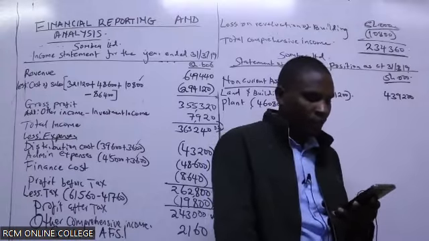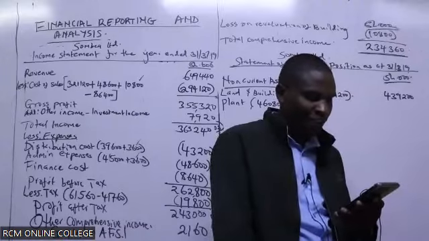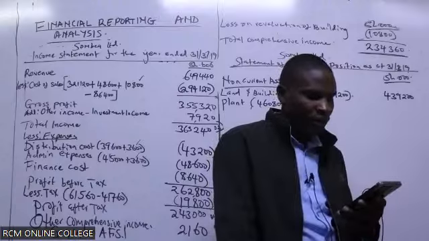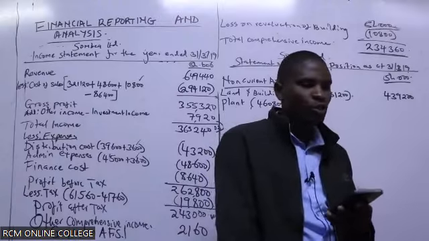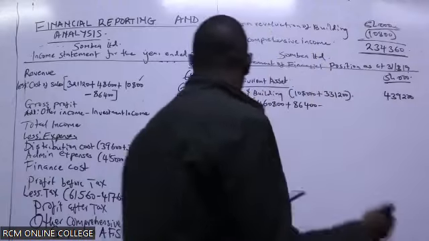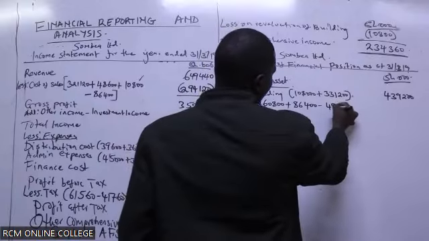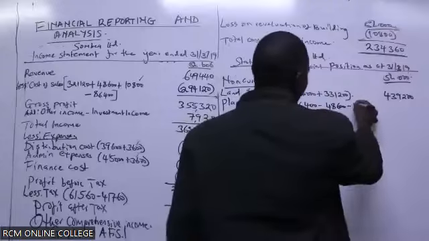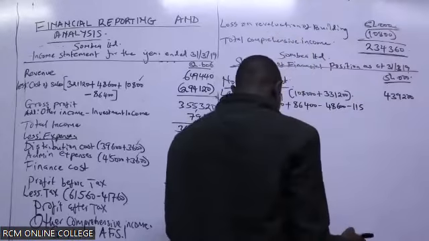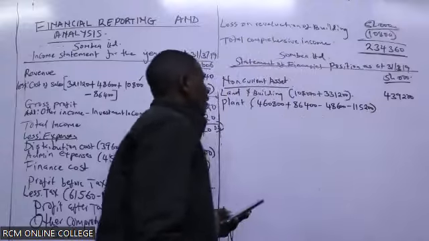So we are looking at the plant. The cost was 460,800, and then there was an addition of 86,400, and then remember we had depreciation of 48,600, and then accumulated depreciation of 115,200, and that will be the value of the plant.